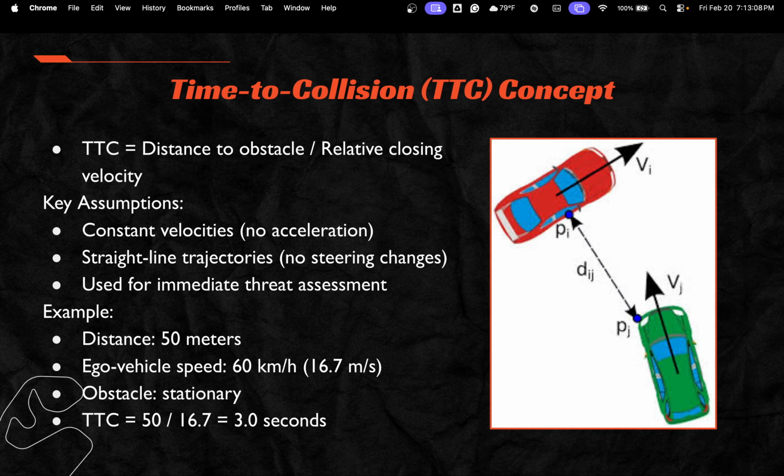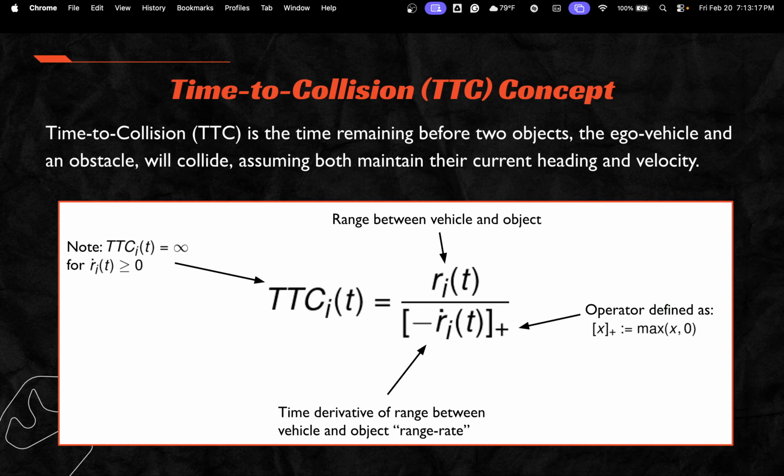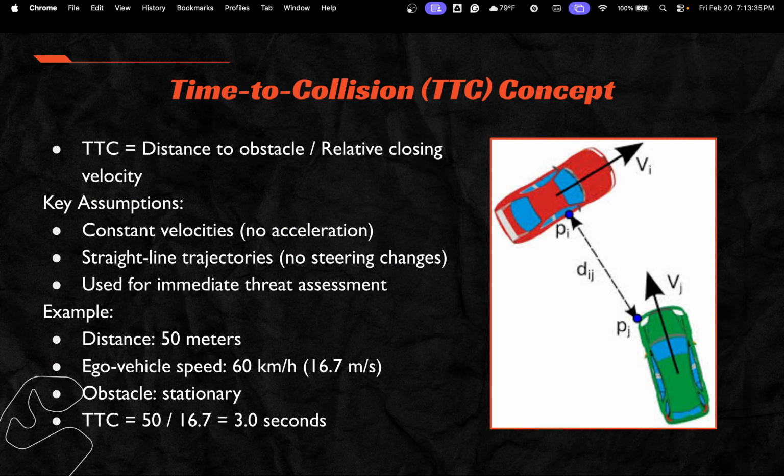Now, there is some geometry involved. You can go through these a bit later. Basically, this is the formula for it if you wanted that. And the way it works is the top part is how far away you are from the object, and the second part is how close you're getting to the object. So basically, it's distance to object divided by relative closing speed.